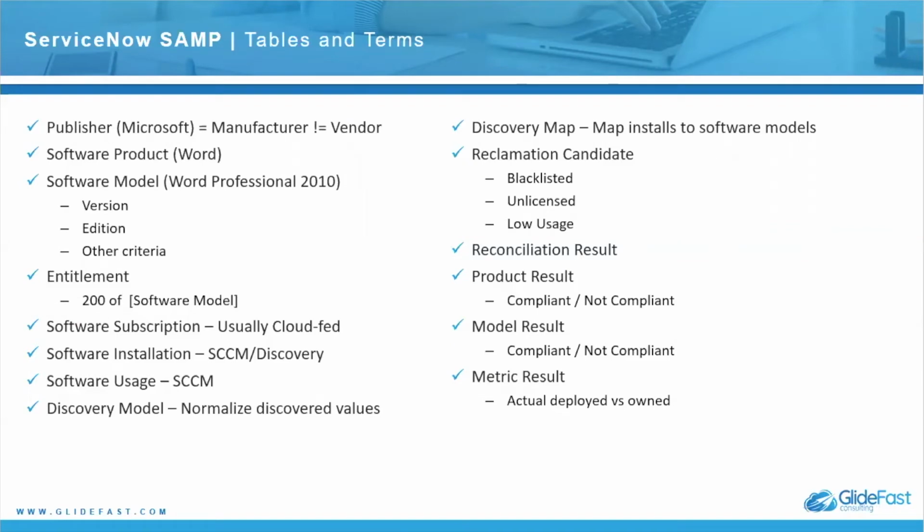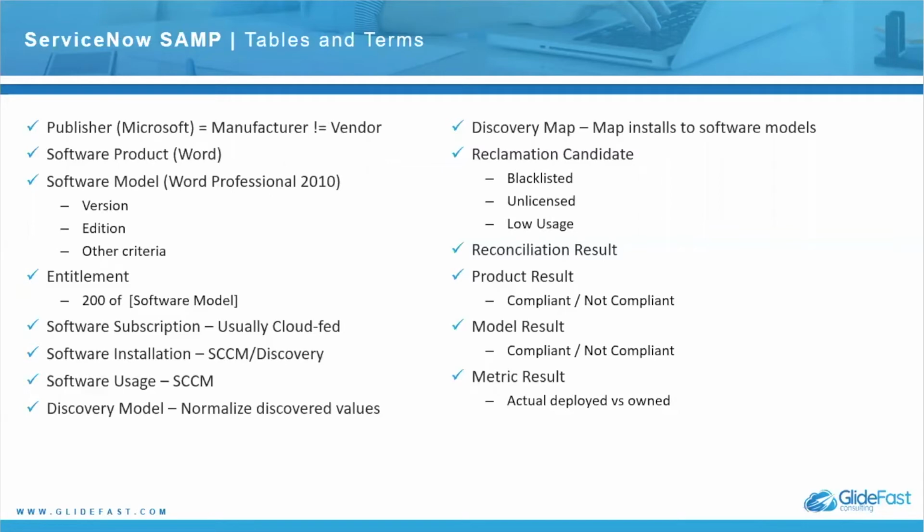So that includes a version, edition, and any other type of criteria that we define for measuring that particular model. So I'm only going to have one Word product, but I'm going to have several different Word models, because I'll have 2010 and 2016, and there might be professional and standard, and those are all going to be different software models because I'm going to measure them separately. One thing of note, a publisher is the same as a manufacturer in this usage, but that is not the same as a vendor. You can have both a publisher and a vendor that are different on a software license or a software title.